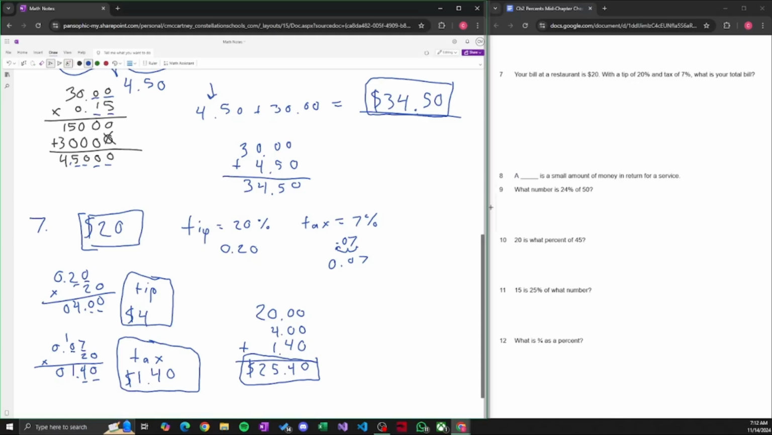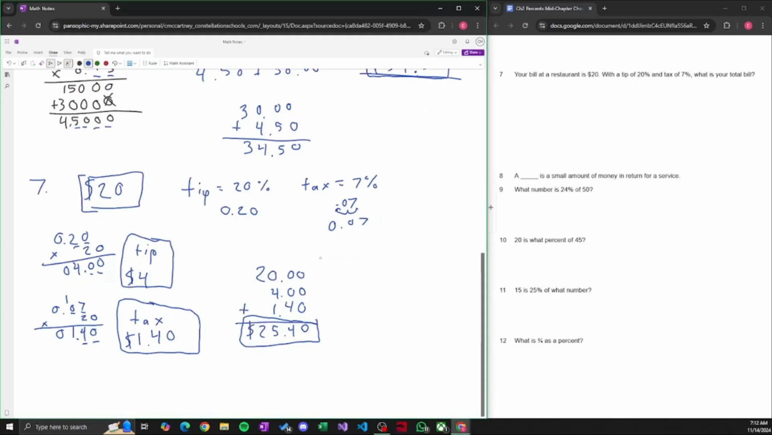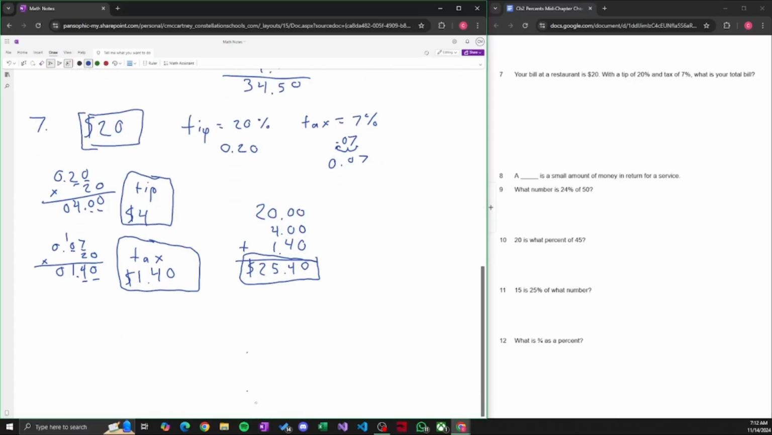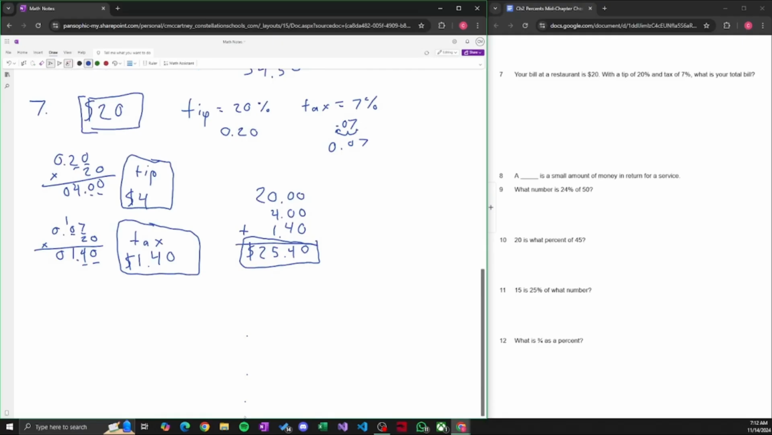Number 8. Number 8 says a blank is a small amount of money in return for a service. A blank is a small amount of money in return for a service. That would be tip. A tip is a small amount of money in return for a service. Number 9.